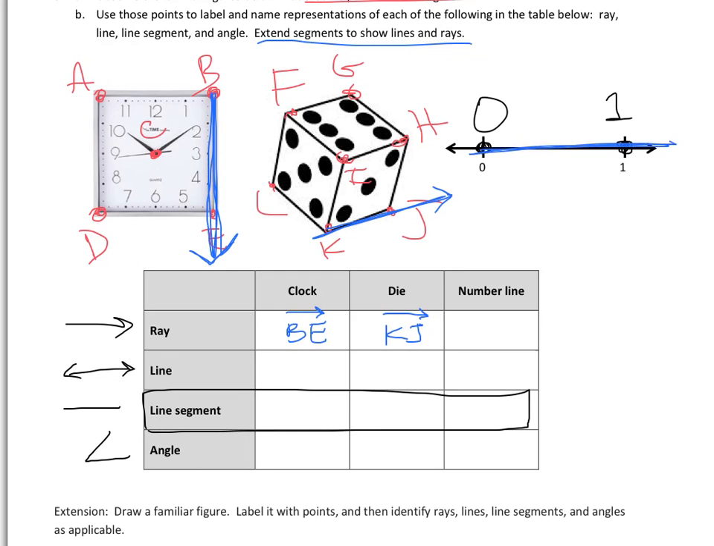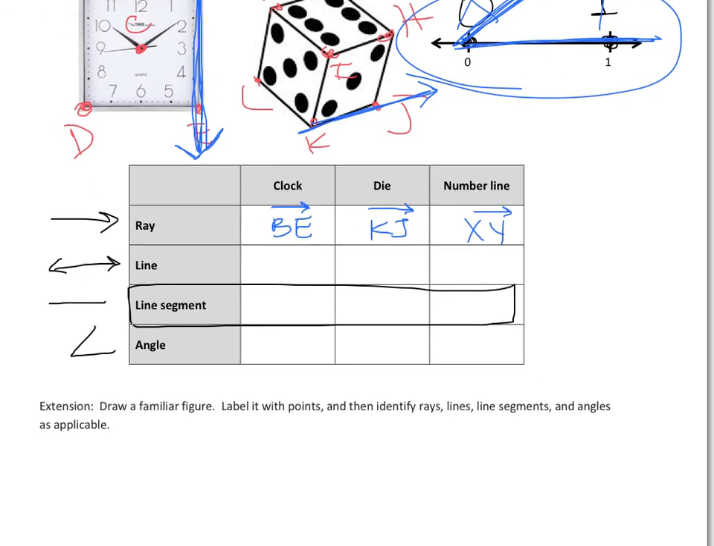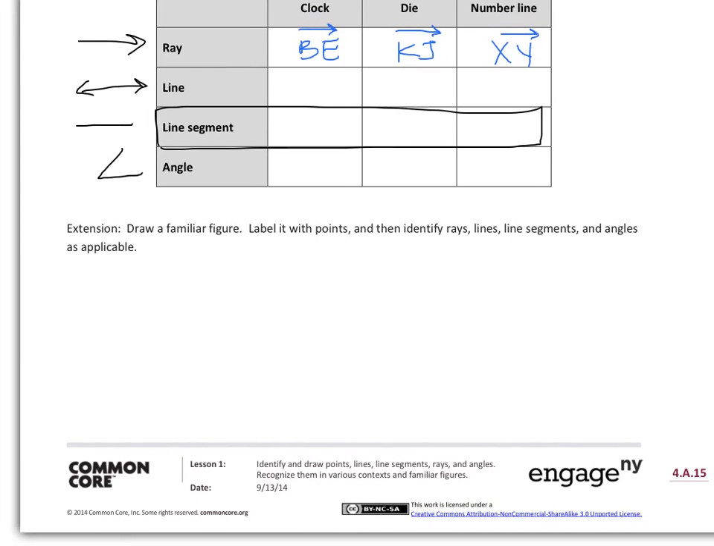On the number line, maybe I should label these as alphabet instead of numbers. Let's call this X and Y. I can call it X, Y, ray. Same thing for the lines. For this one, on the number line, finding an angle, you'd have to extend something off of it to make an angle for it. So that's the only one that really has a challenge. The rest have kind of some built-in examples.